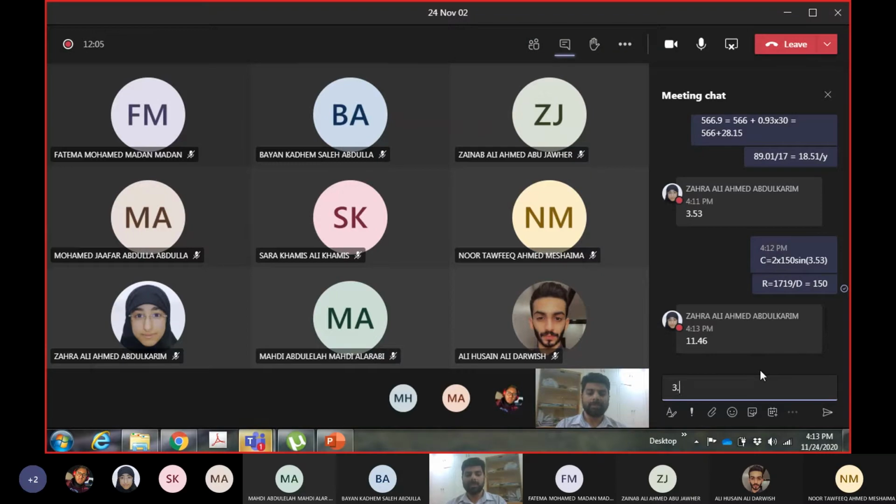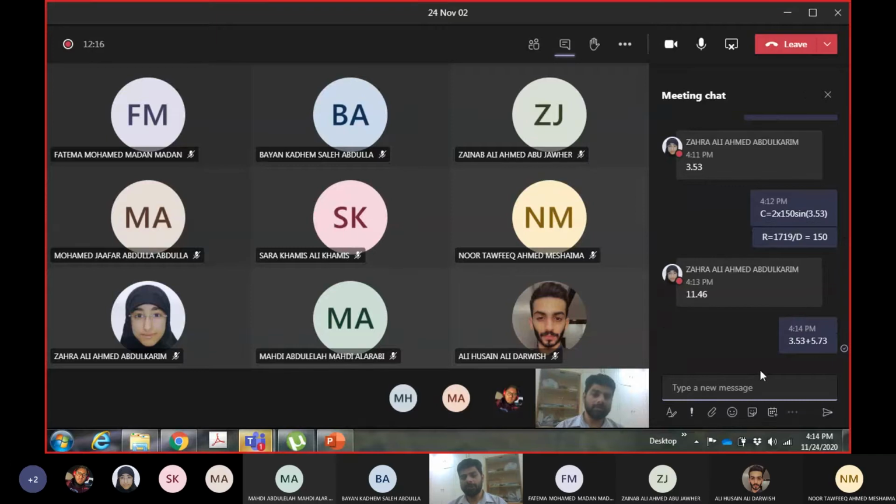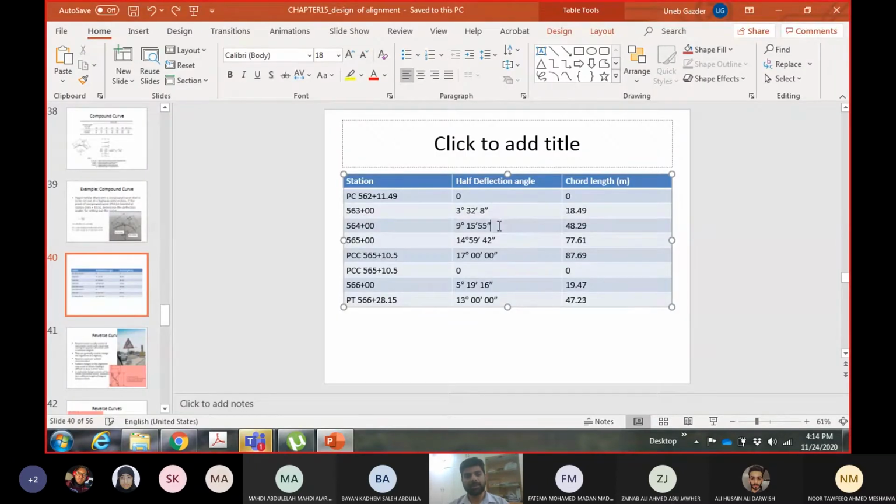So the next angle will be 3.53 plus 5.73. Half of 11.46 is 5.73, right? When you convert it to degrees, minutes and seconds, you will get 9 degrees, 15 minutes and 55 seconds. And when you take the chord length, you take the sine of it and multiply by 2r, and you'll get the chord length as this much.